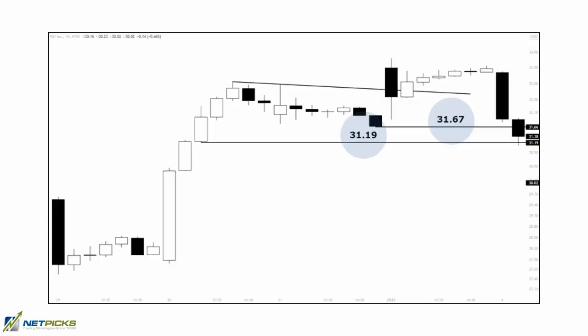So right here is just an example of a sell limit order. If you went long this stock on the breakout, your sell stop is 31.67 with a sell limit of 31.19. So once 31.67 gets hit, the limit order gets triggered in, and you will, in a perfect world, get filled somewhere between 31.67 and 31.19.